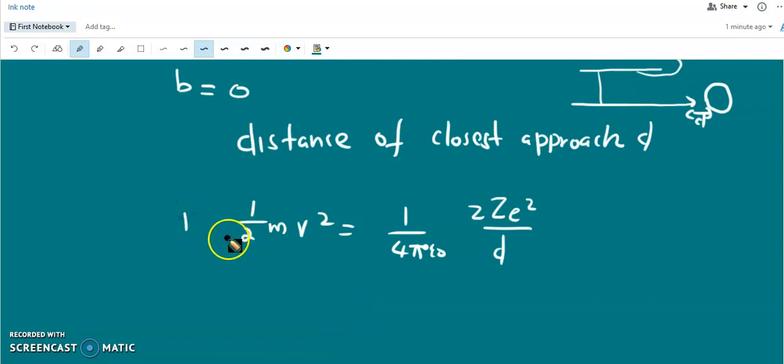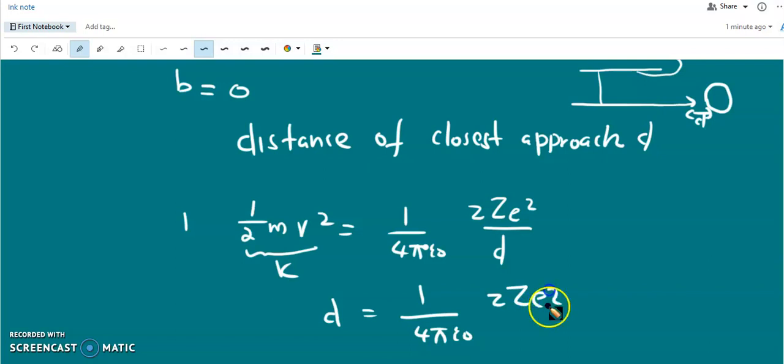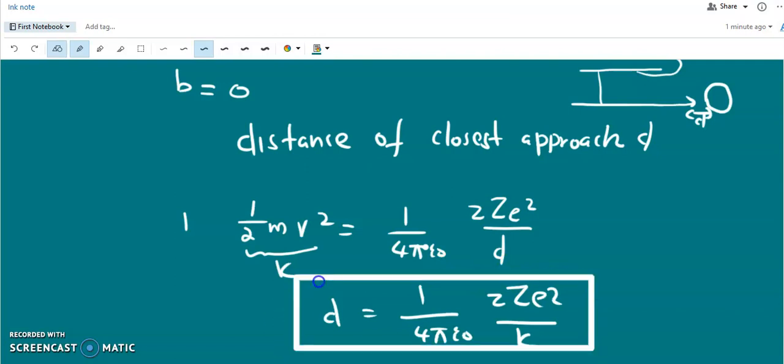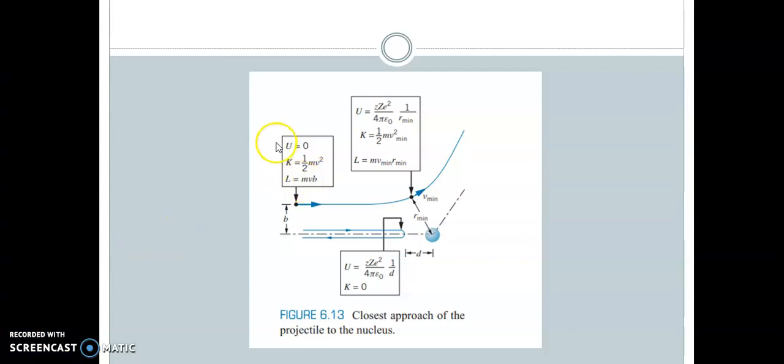So this half mv square is also called the kinetic energy k. So d here is equal to 1 over 4 pi epsilon 0 z square by k, where k equal to half mv square. So this is the expression for the distance of closest approach. So the distance of closest approach is there when the projectile approaches head on, that is when the impact parameter is 0.